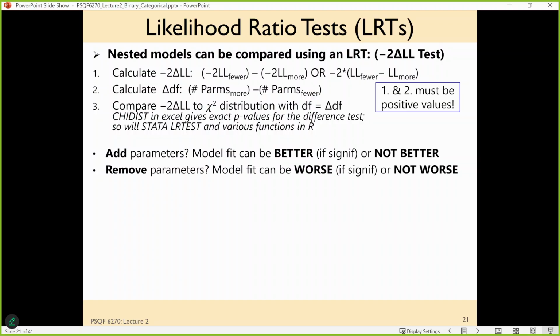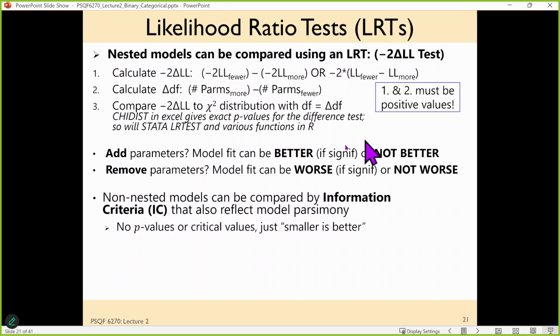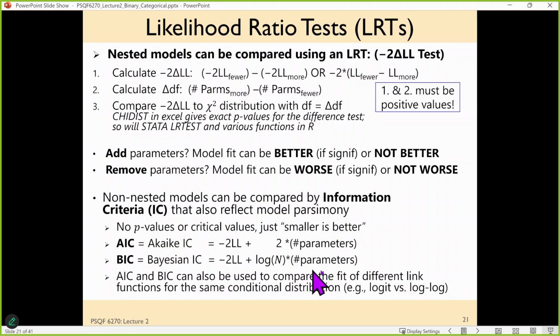If you do a comparison from that perspective and it's significant, you made the model worse by trying to simplify, as opposed to not worse if it wasn't. And there's other things too that I'm not going to use much this semester, but you may see them. Information criteria are transformations of log likelihood, where they penalize it for number of parameters estimated. So these are like accompanying numbers that you'll see on your output sometimes. They don't have any critical values or distributions, just smaller is better for those.